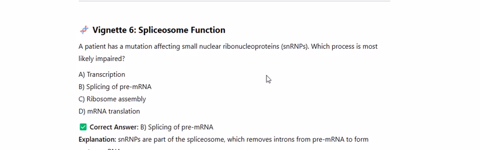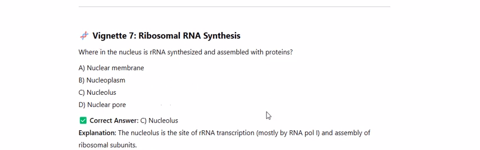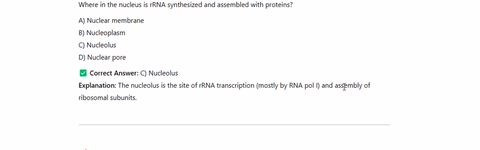Vignette 7. Ribosomal RNA synthesis. Where in the nucleus is rRNA synthesized and assembled with proteins? A. Nuclear membrane. B. Nucleoplasm. C. Nucleolus, D. Nuclear pore. C. Nucleolus. Explanation: the nucleolus is the site of rRNA transcription, mostly by RNA pol 1, and assembly of ribosomal subunits.